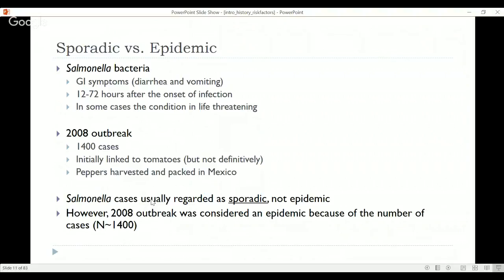Now, salmonella cases are usually regarded as sporadic, not epidemic. But in 2008, just the sheer number of cases, it was considered an epidemic just because there was more than a handful. You know, we weren't talking about 5 cases, we were talking about 1,400 cases.